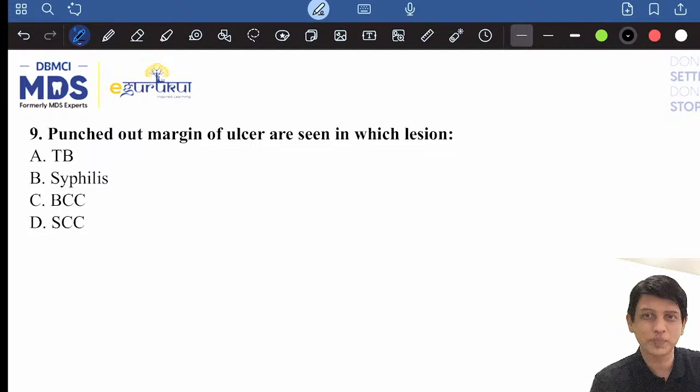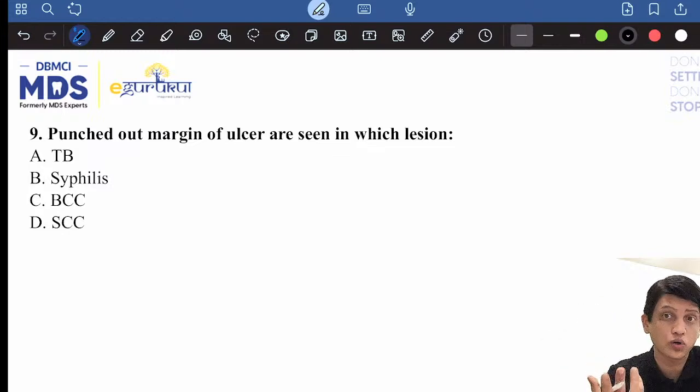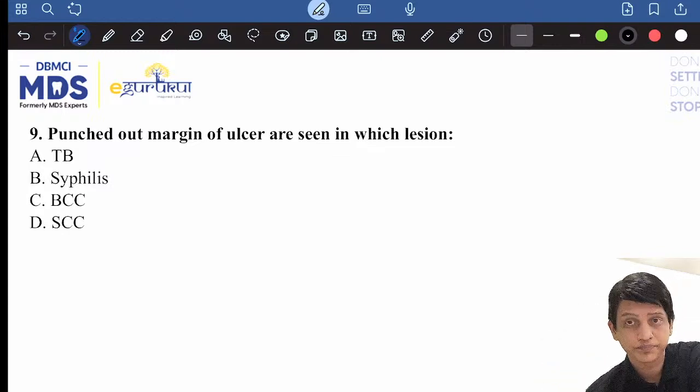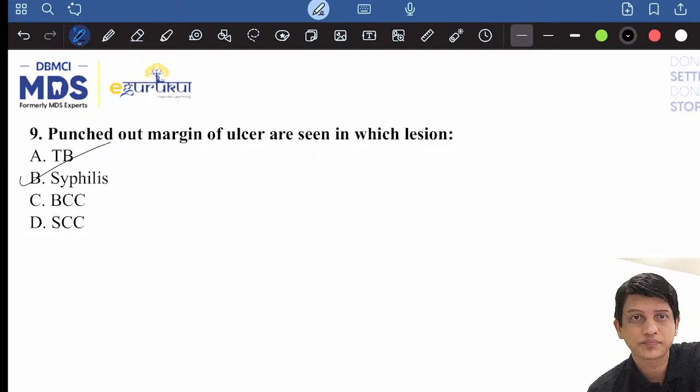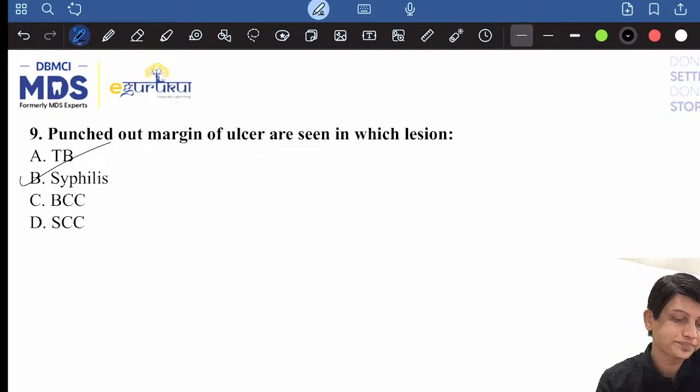Syphilis is a neuropathic, or trophic type of ulcer. So in syphilis you get punched out edges. Okay, so by ruling out other options, you may not know exactly about syphilis, but you definitely know what type of edge you see in TB, BCC and SCC. So by ruling out the other three options, you can conclude that it is syphilis. Punched out edge is seen in syphilis.